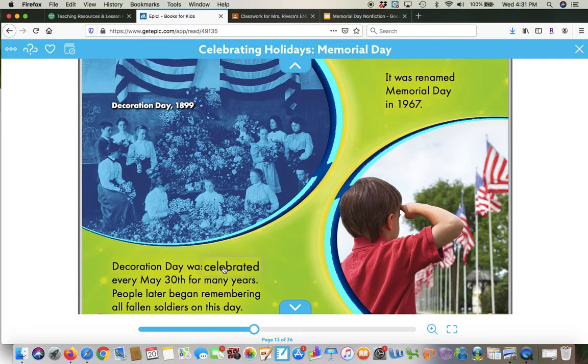Decoration Day was celebrated every May 30th for many years. But wait a second. Memorial Day isn't May 30th this year, it's May 25th. So you see how sometimes the holiday might change a little bit, and it did. People later began remembering all fallen soldiers on this day. So in 1899, this is how they celebrated Decoration Day, and you see, look at all those flowers.